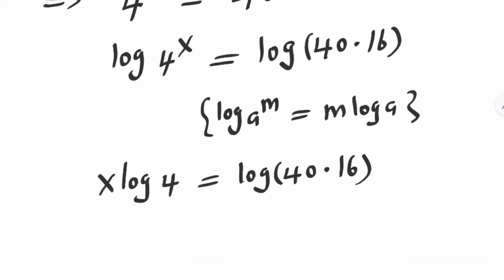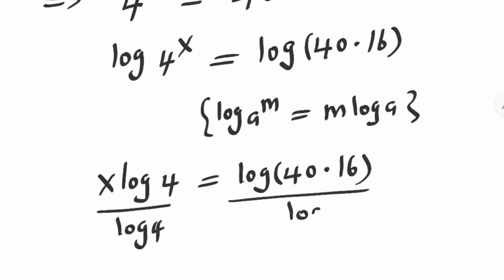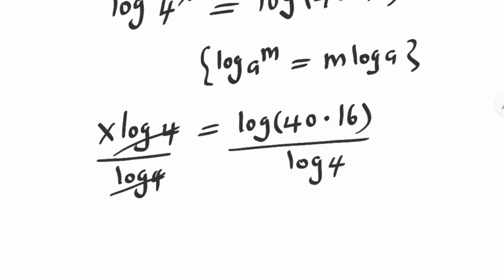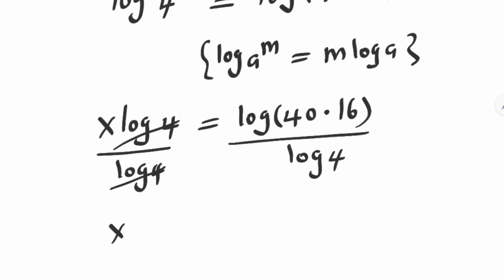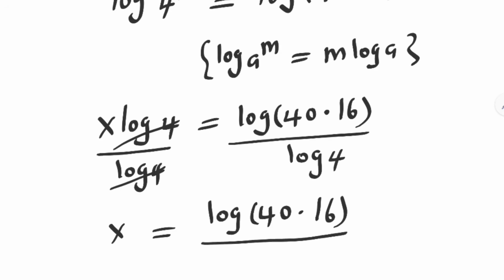Let us divide the whole of this equation by log 4. This divided by log 4, this divided by log 4. This log 4 cancels this log 4. x is equal to log of 40 multiplied by 16 over log 4.